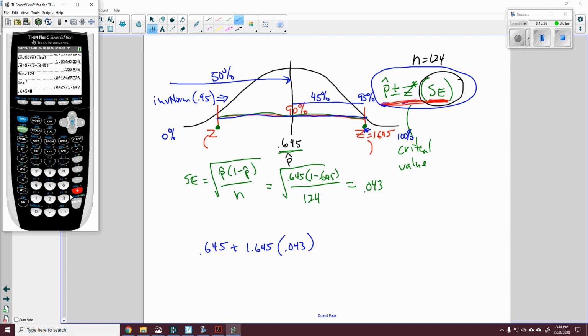0.645 plus 1.645 times 0.043. That means this upper boundary over here where I was adding, this is p hat plus that, would be 0.716.